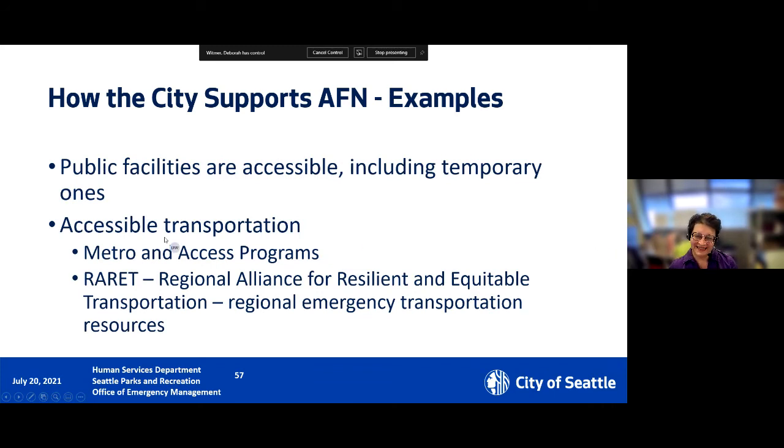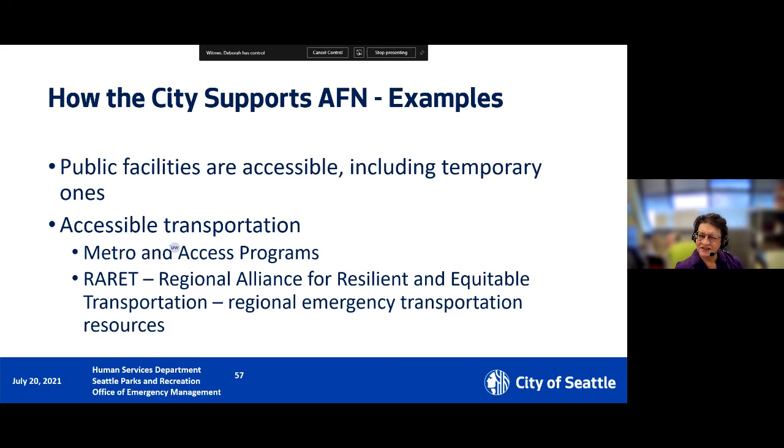So other ways that the city is supporting, let's see, two more ways. Examples are our public facilities. They are going to always be accessible, and that means meeting the Americans with Disabilities Act standards for that specific building type and use. And that includes temporary ones. So that means if we stand up an emergency shelter, it will be accessible for people with functional needs. And our transportation services are accessible.